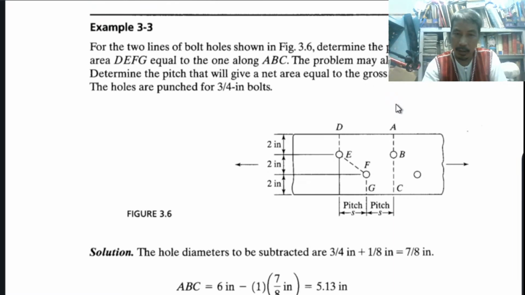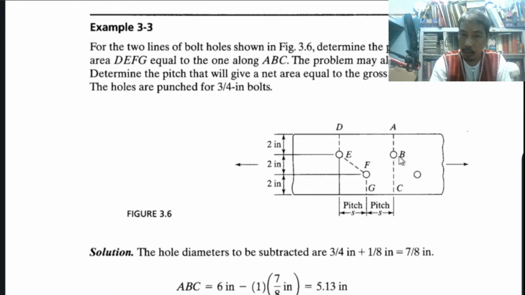What is the size of the bolt? 3/4. So 3/4 plus 1/8, that is 7/8 inch. So 7/8 inch diameter holes. Therefore, let us compute for ABC.